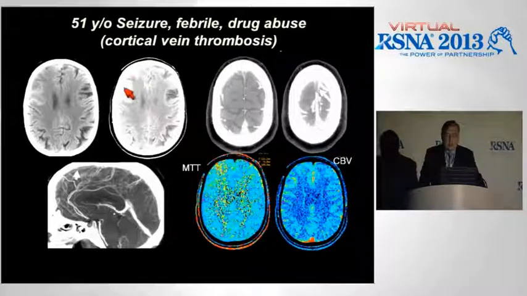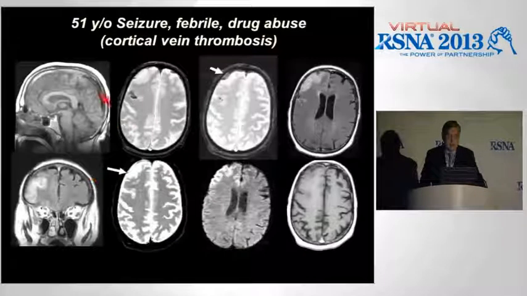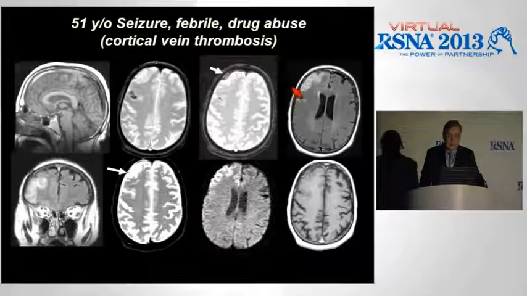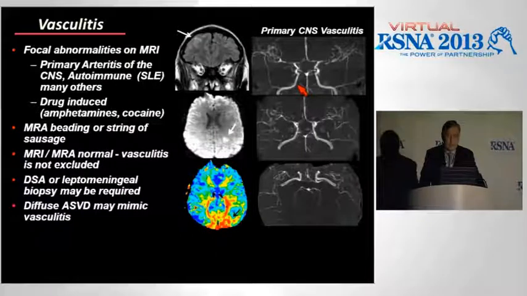Another area of cortical vein thrombosis here with a patient who comes in with this enhancing area which looks like cerebritis, but on the CT you can see that there's a filling defect within the anterior sagittal sinus. Here, high signal intensity on the T1 weighted images, areas of edema, and some areas of restricted diffusion. So these cortical vein thromboses can be a little tricky to pick up.